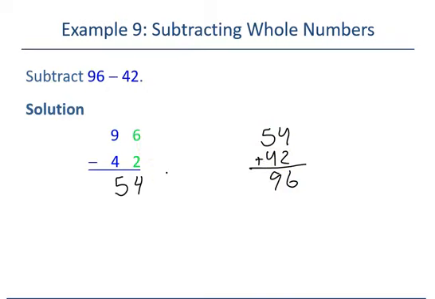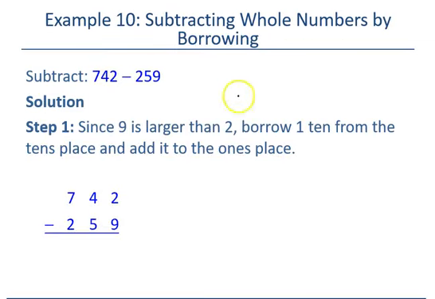I'm not going to get too deep into the subtrahend and minuend. I don't want to get too deep in the definitions of things because I don't want you to get lost. Let's continue. Let's do one more. Notice here that on this one we're going to subtract 742 minus 259.